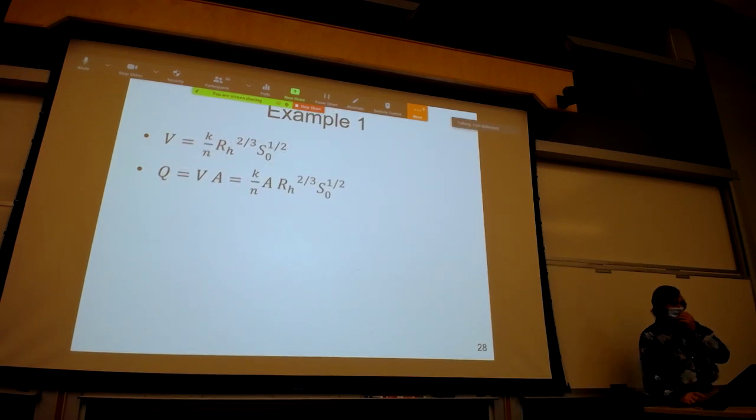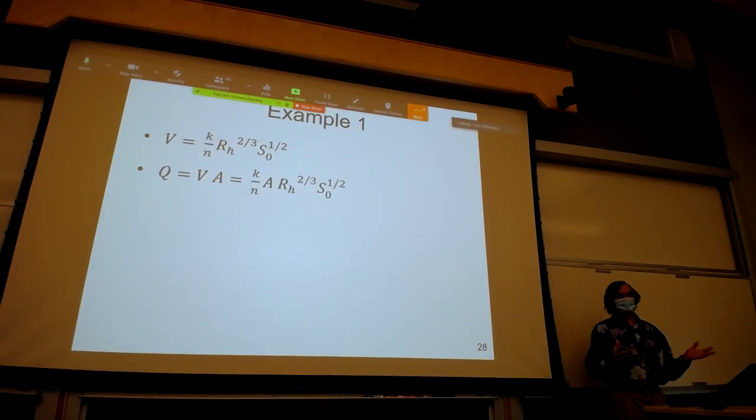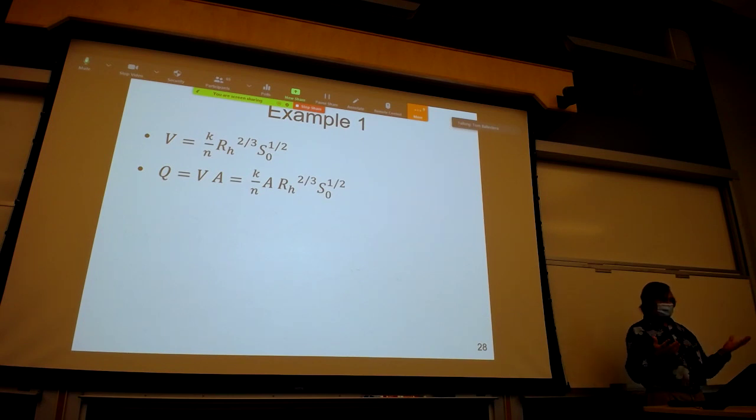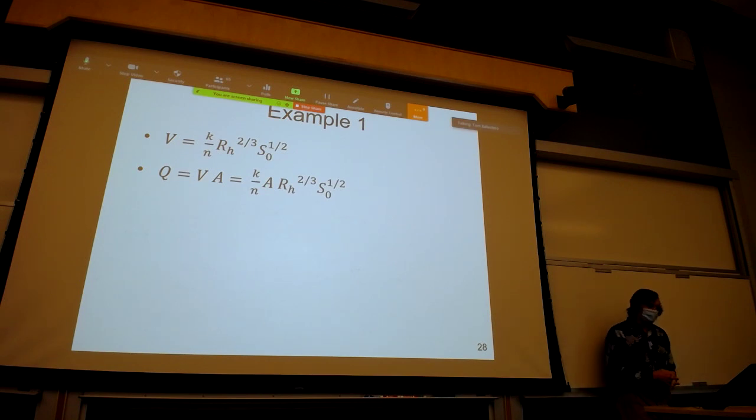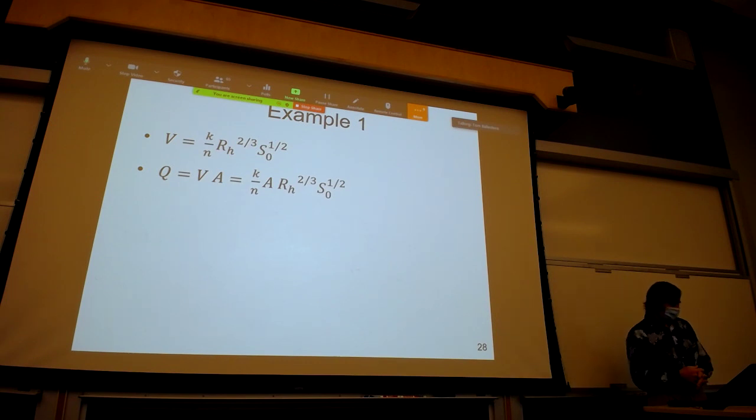So, for this example, we're going to use the Manning equation. And in the Manning equation, that you're given, velocity is equal to some function of everything on the right-hand side. And the question asks for discharge, so if we multiply the Manning equation by cross-sectional area, we get discharge.